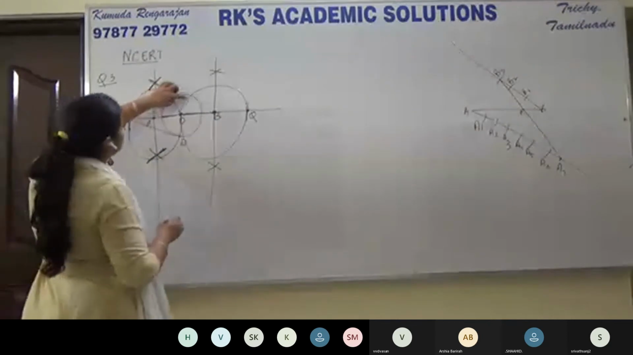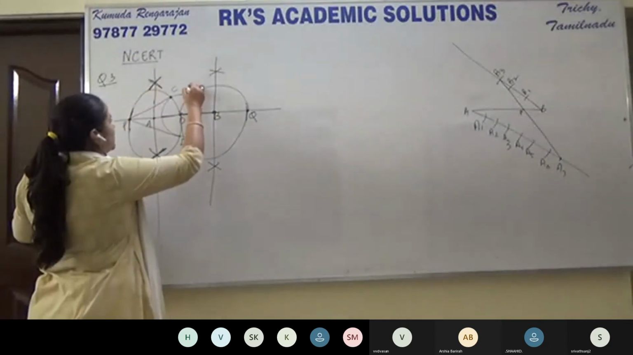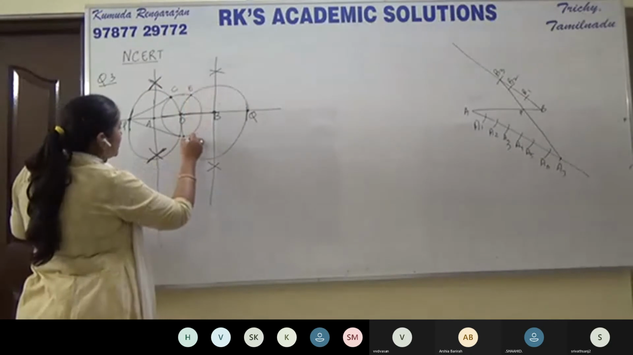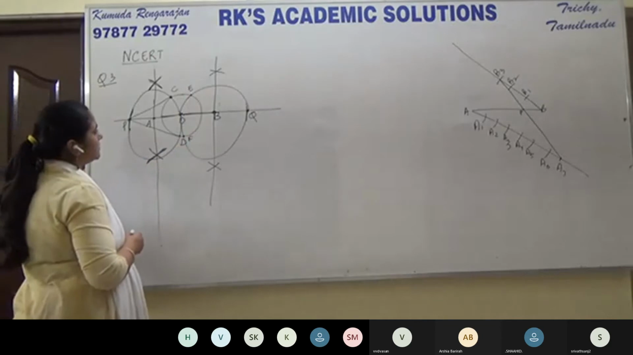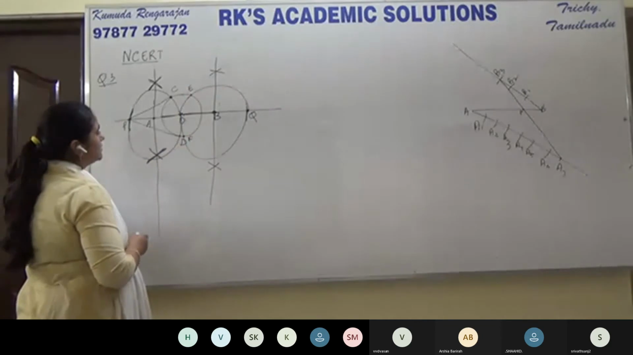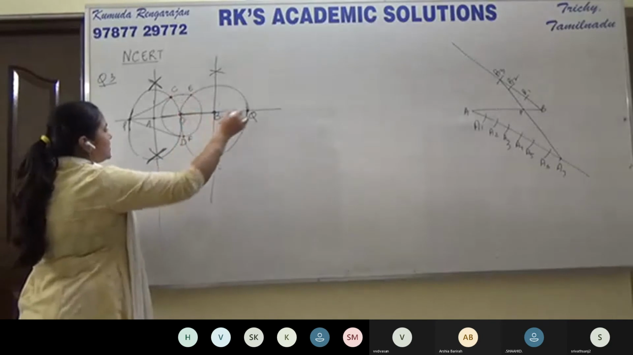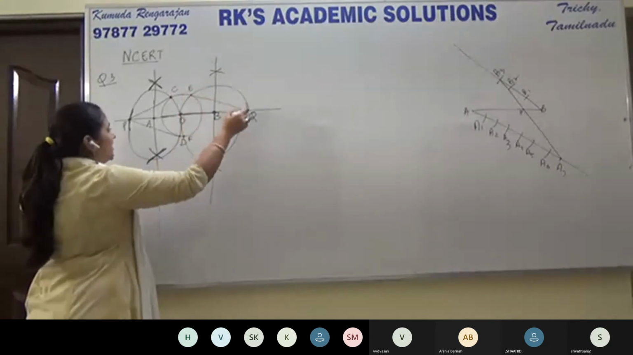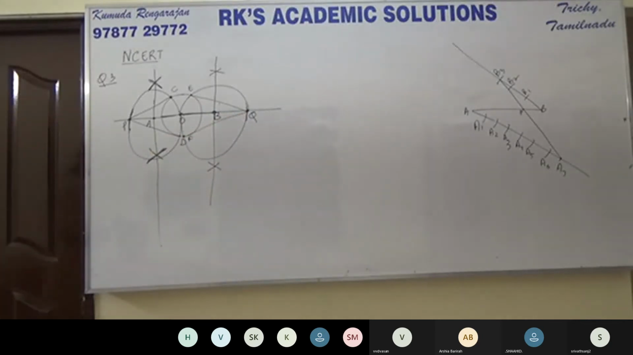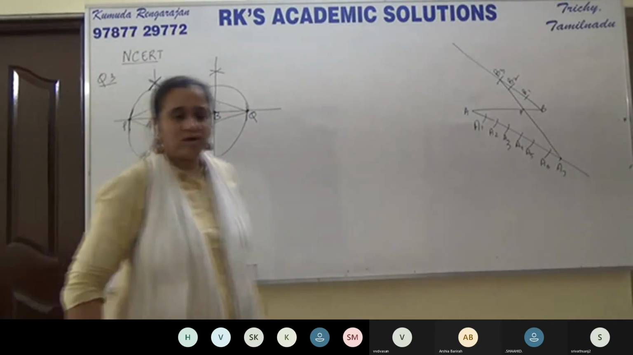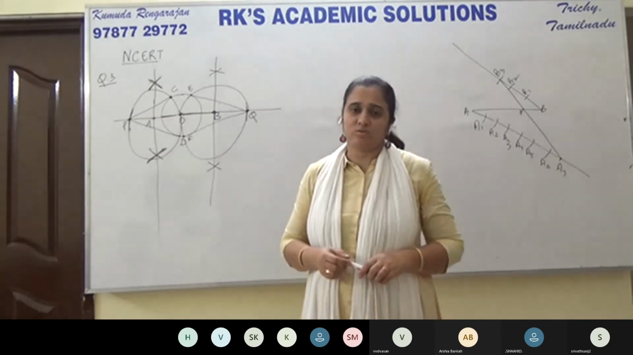Now you can see that the new circle intersects the original, given circle at E and F. Mark the points carefully, E and F. Now join QE and QF. So QE and QF are the required tangents to the circle from the external point Q.